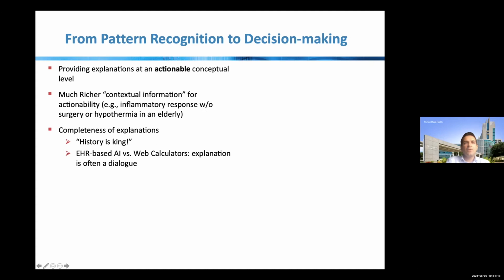In fact, if you listen to clinicians, especially ED clinicians, they tell you that history is the king. And that brings me to this notion that a lot of our EHR-based AI goes through this process of variable selection, and you come up with a very parsimonious model.